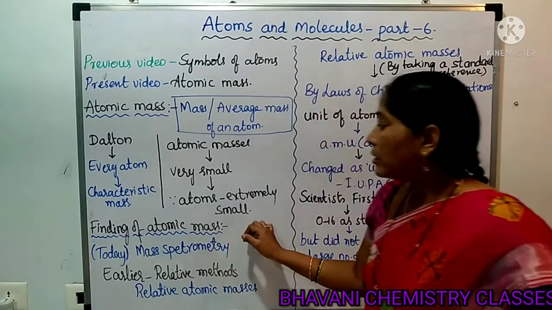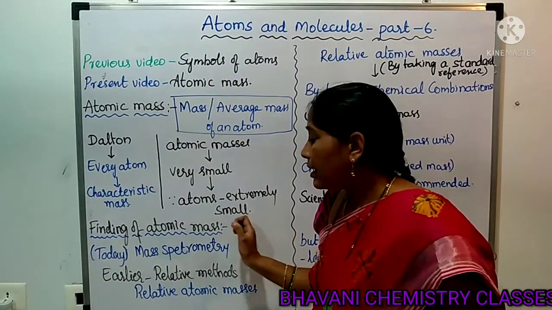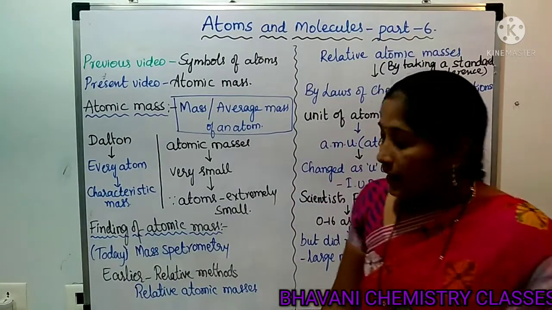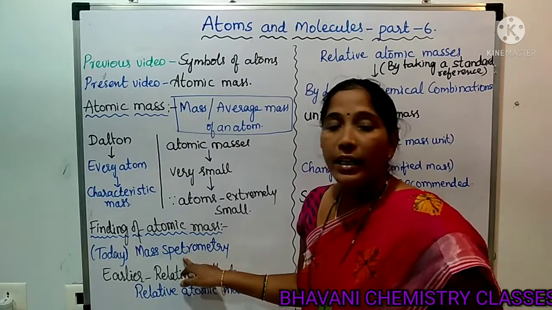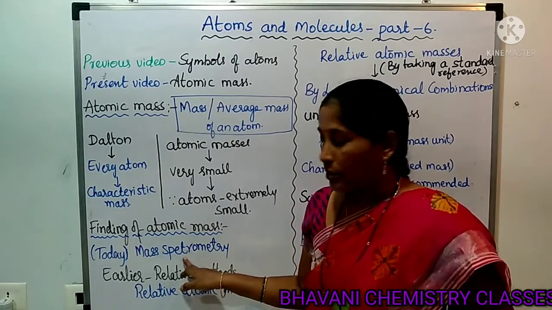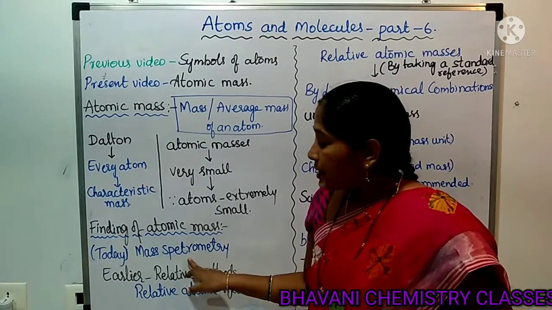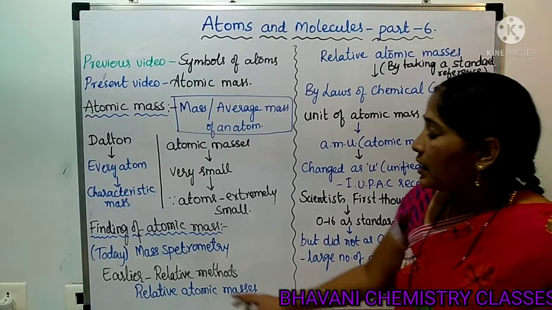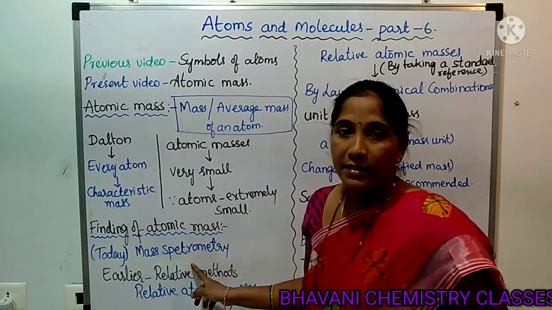And how could the scientists find the atomic mass values? See, today there is a well developed technique, that is mass spectrometry. It is a method to determine the atomic mass values. That is, mass spectrometry is available today. But earlier this much equipment was not there. Then how could they find out the atomic mass values?